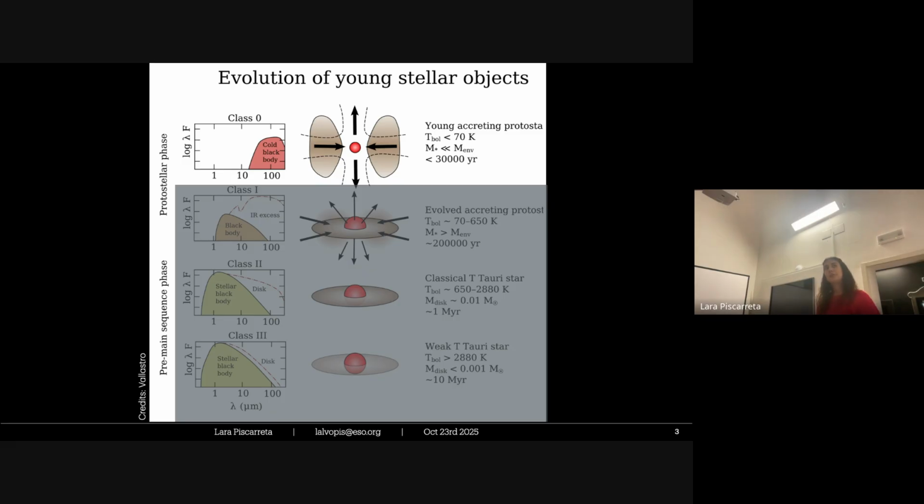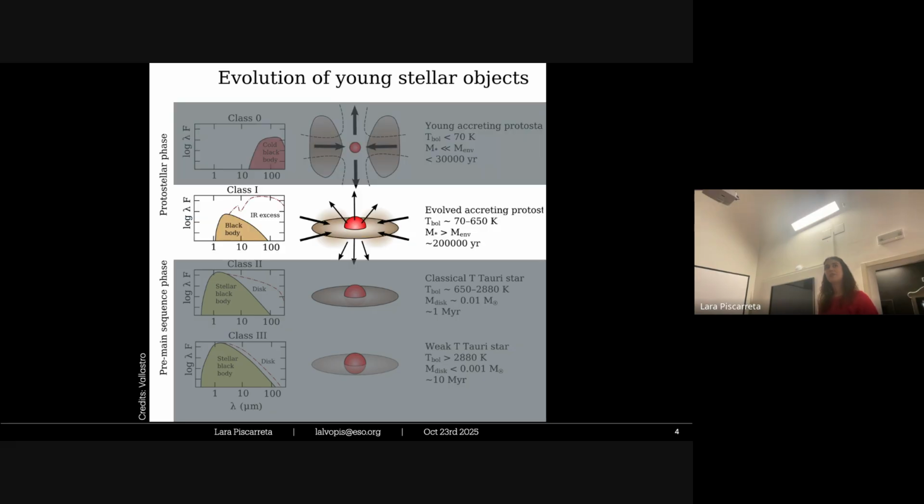Then if we move a little bit further in time, we have the class 1 or the evolved accreting protostar. Sorry, because it's cut there. But here we already start to have a more well-defined protostar. So most of the mass here is already in the central object. We have a disk that is starting to form, but we still have some envelope around it. And here we start to have the black body coming from the photospheric emission, but we have a huge infrared excess still.